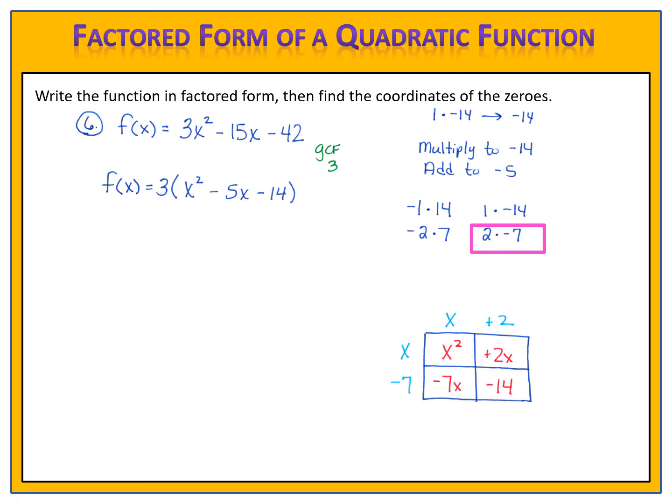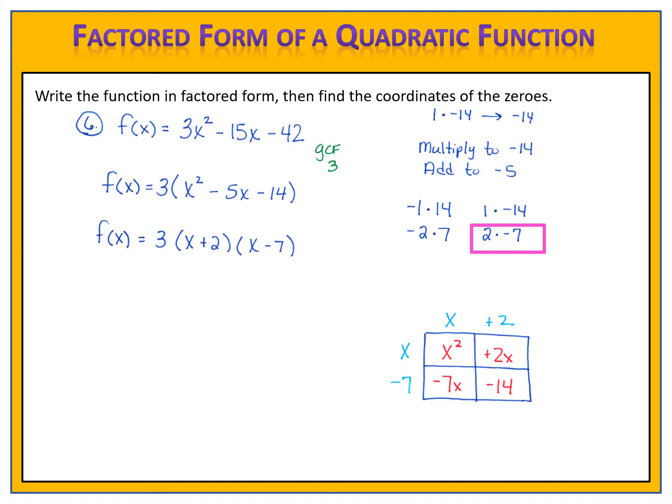The original function was f of x, so the factored form will be f of x. Don't forget the common factor of 3, and then the two binomials, x plus 2 times x minus 7. That is the function in factored form.